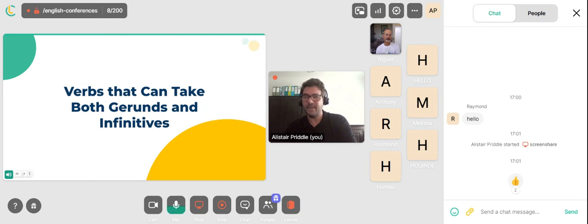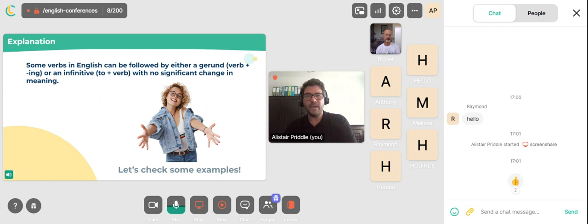Okay, let's begin with an explanation. Some verbs in English can be followed by either a gerund, verb plus ing, or an infinitive, to plus verb, with no significant change in meaning. Some verbs can be followed by either a gerund form or an infinitive form of the same verb with no significant change in meaning.